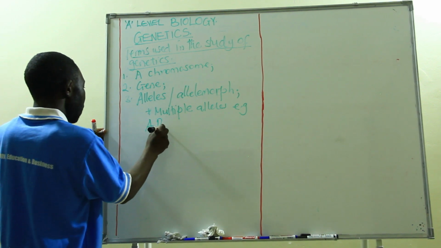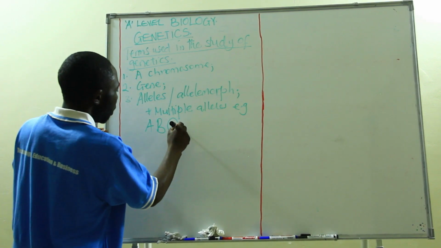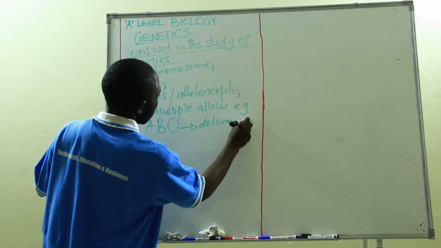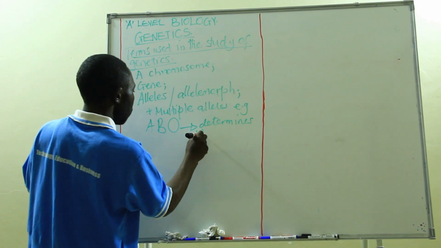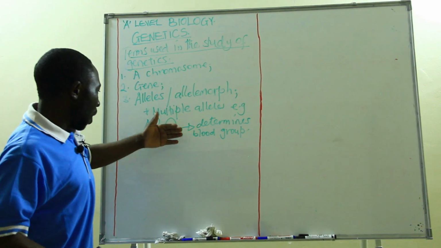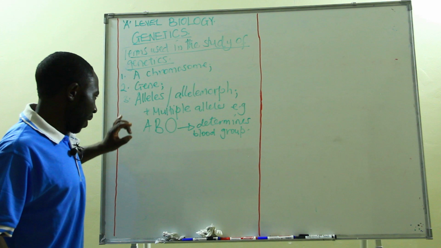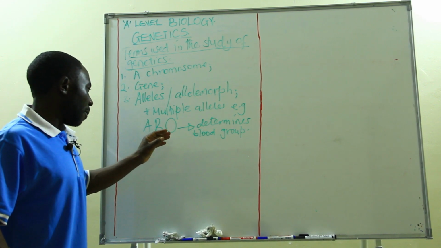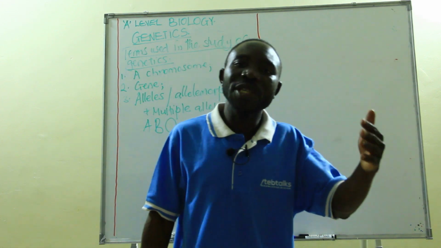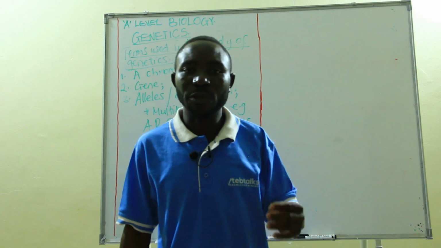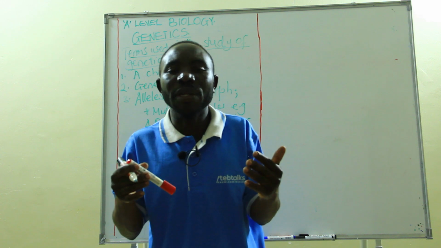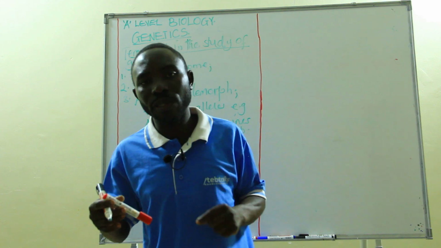A, B, O. So this gene determines blood group. You can observe that we have allele A, allele B, and allele O. So such alleles are said to be multiple alleles: more than 2 alleles of the same gene which determine or control one trait or characteristic.